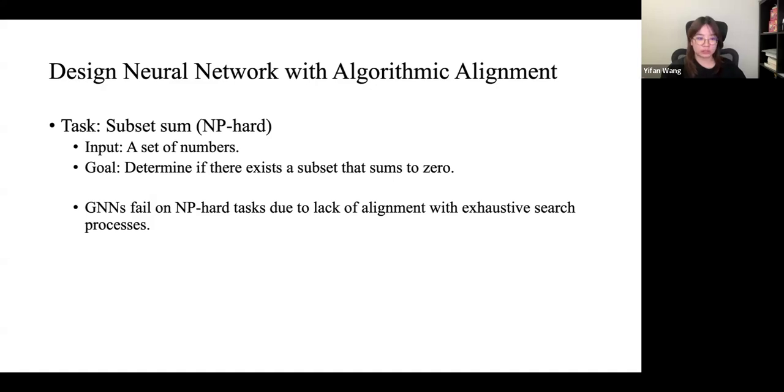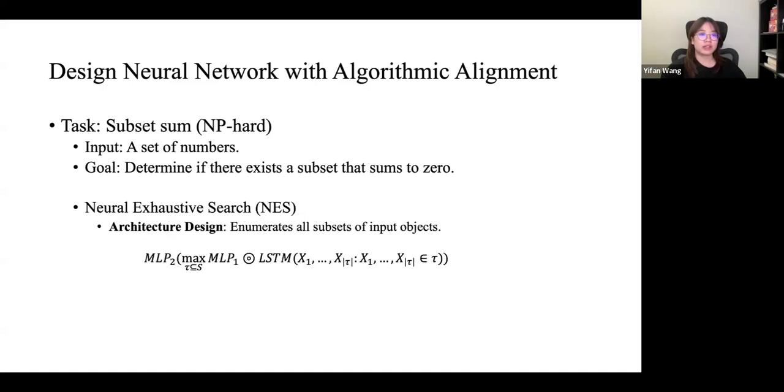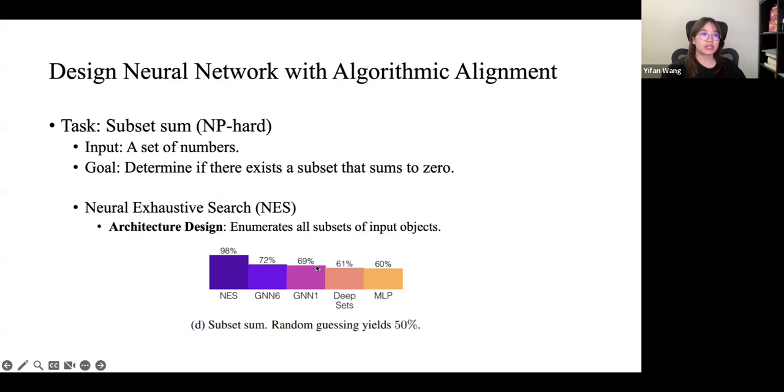exhaustive search process. To address this issue, this paper introduced the neural exhaustive search architecture. It is a neural network that will enumerate all subsets and then process them using an LSTM and MLP neural network architecture. From the results, we can see that NES achieves high accuracy, up to 98%, while other models like GNNs achieve only near 70% accuracy.